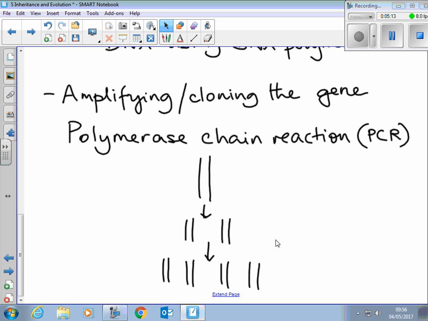The next thing to think about then is how you actually modify cells. All right, you've got a bucket full of these genes now.